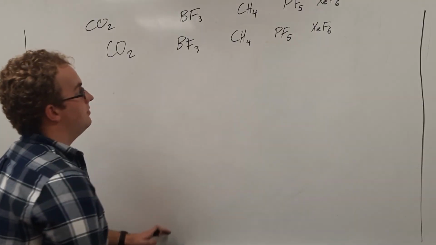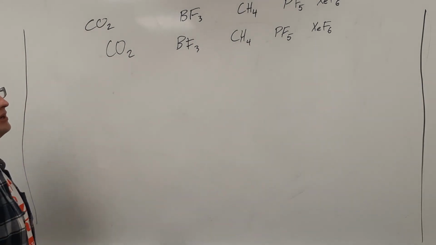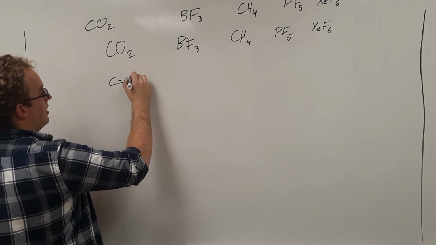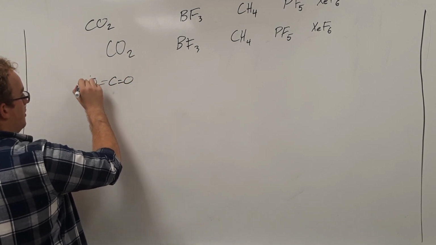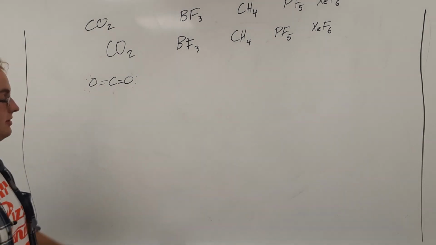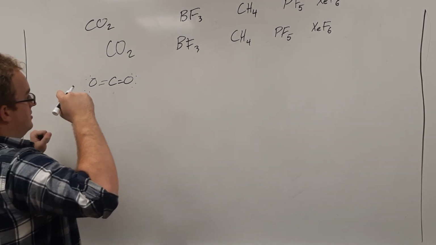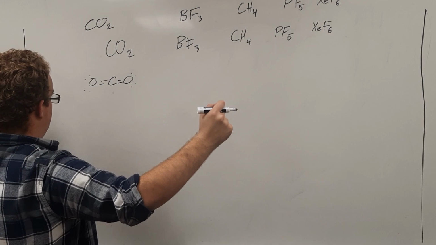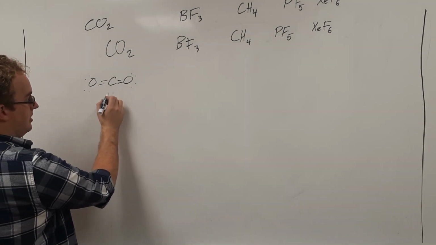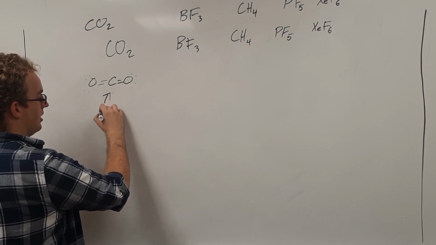I'll draw the Lewis dot structures of each of these shapes so we can understand exactly what's going on. This one we have carbon in the middle. It's double bonded to oxygens on both sides. This is completely balanced on both sides, right? The electronegativity over there is the same as this one, double bonded both ways. This is balanced and it's straight. The shape of this is linear.